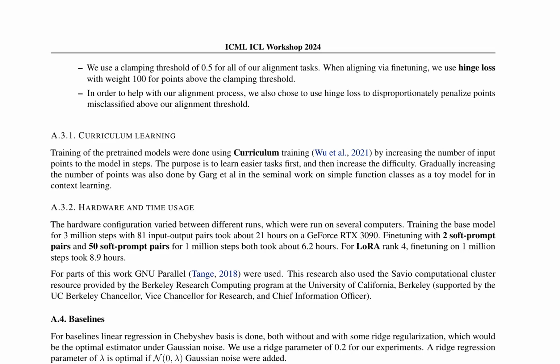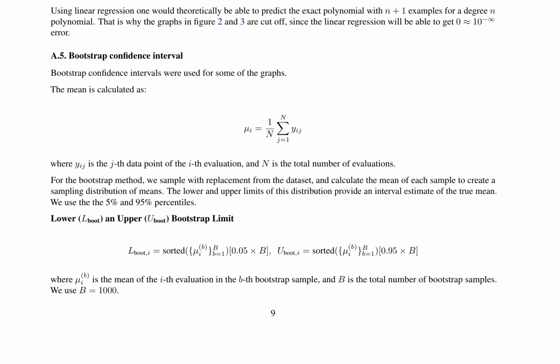The baselines for the experiments were established using linear regression in Chebyshev basis, both without and with ridge regularization. The ridge parameter was set to 0.2, and the optimal estimator under Gaussian noise was used. The authors note that linear regression can theoretically predict the exact polynomial with n+1 examples for a degree n polynomial, which is why the graphs in figures 2 and 3 are cut off.